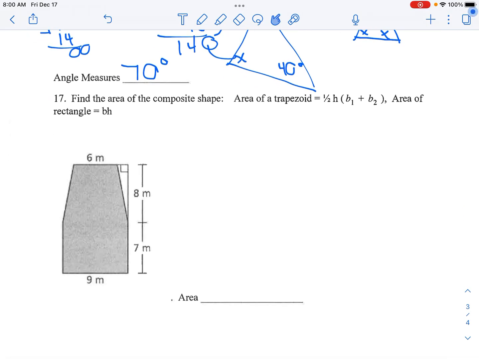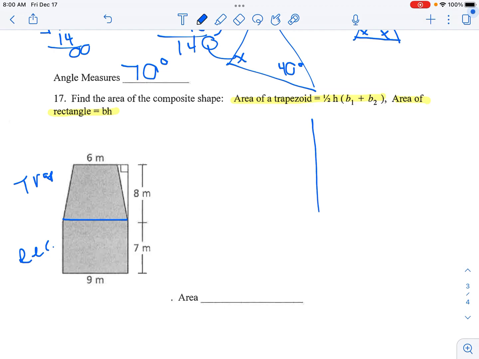Find the area of the composite shape. The area of a trapezoid is 1/2 times the height times the sum of your bases. And we all know the area of a rectangle is base times height. So first we're going to split our composite shape right here. On the top we have a trapezoid, and on the bottom we clearly have a rectangle.